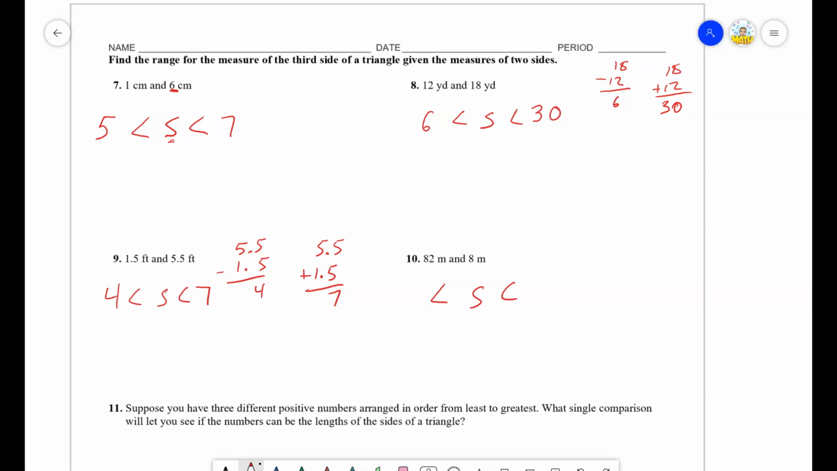Okay. Last one, we have two numbers that are really far apart. 82 minus 8 puts me at 74. So this third side would have to be greater than 74, so that when I add 8 to it, it's going to be bigger than 82, in case 82 is the biggest side. And then we take 82 plus 8. That maxes out at 90, so our third side cannot be bigger than 90. It would have to be a little bit smaller than 90.